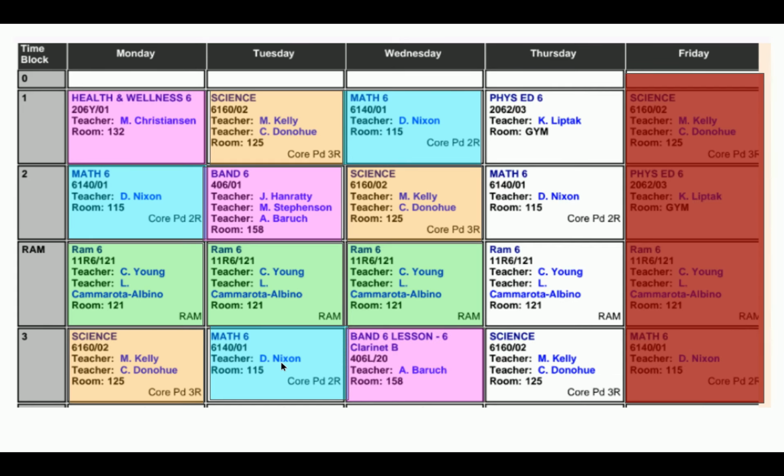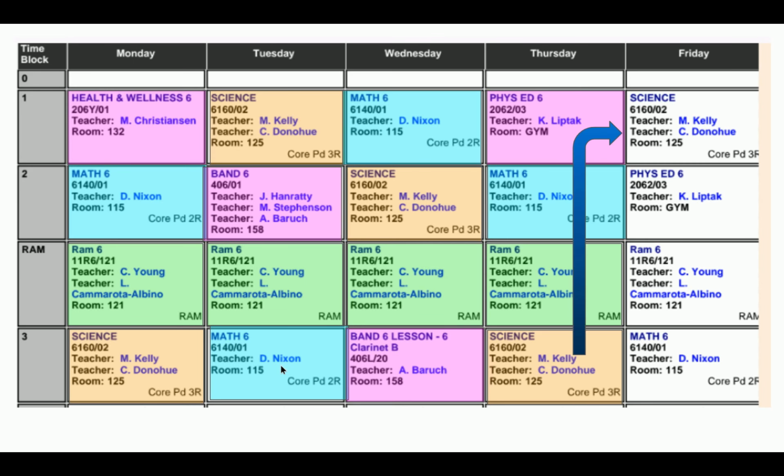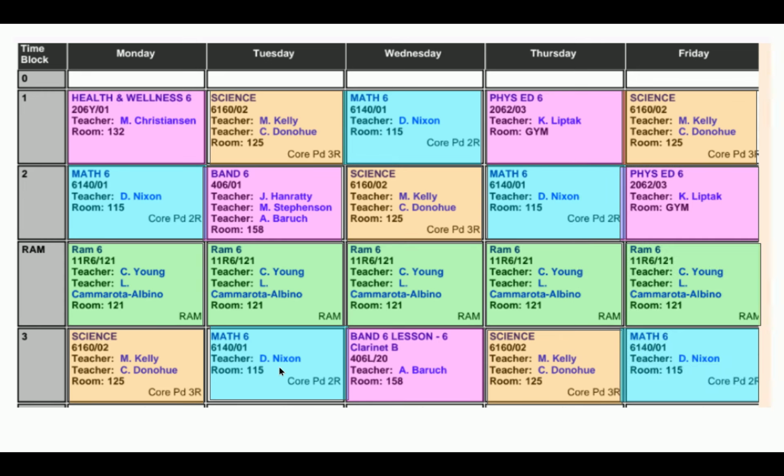If you notice, Thursday is the same rotation as Monday. We have our exploratory time block 1, math again is 2, RAM is stationary, and science is in the third time block. Friday is the same rotation as Tuesday. Science slides back up to 1. Exploratory is in time block 2. RAM, stationary. And math slides down to time block 3.